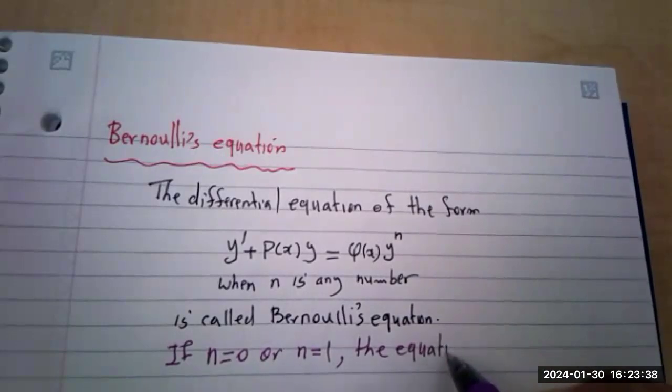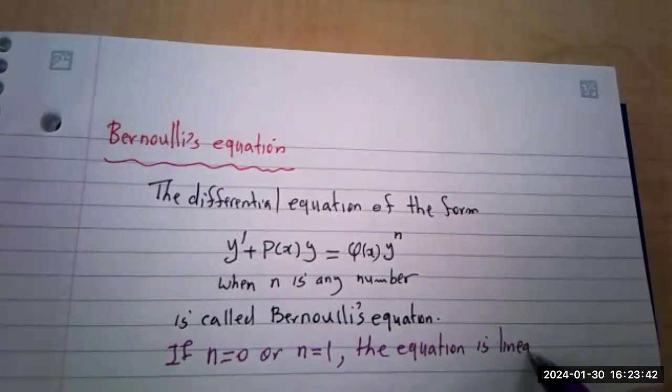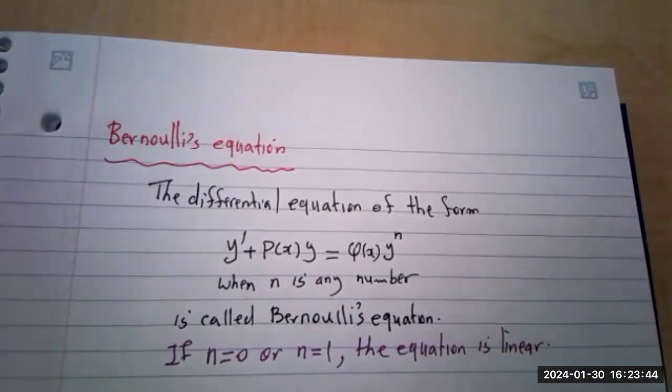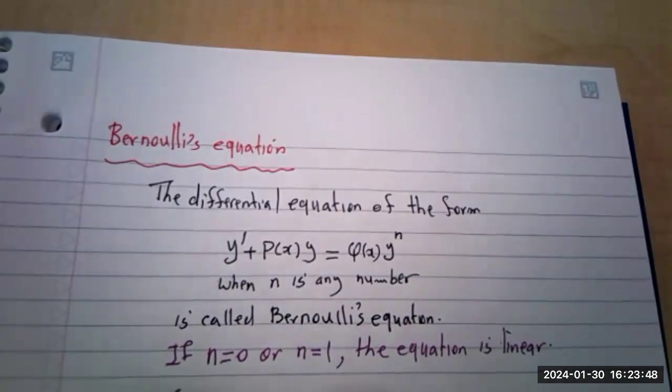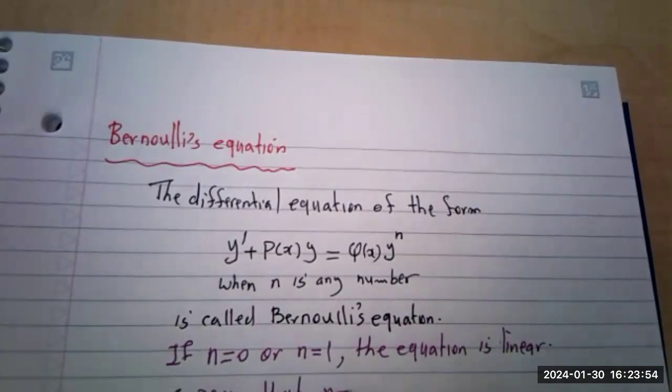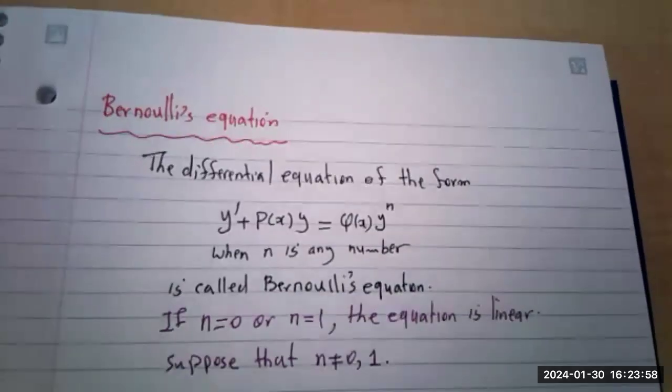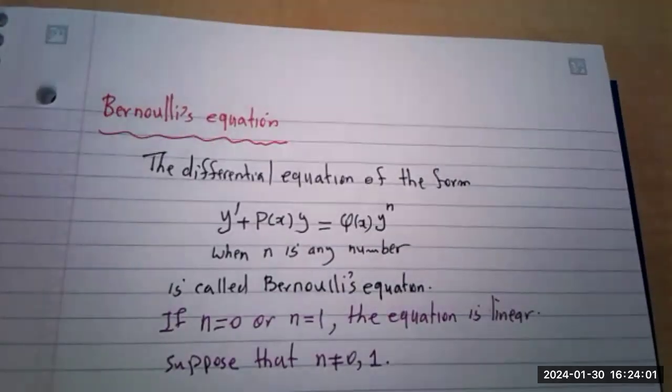The equation is simply linear. So we assume that n is not equal to 0 and 1, because otherwise it is linear. Any questions? Now we're going to solve it in general.